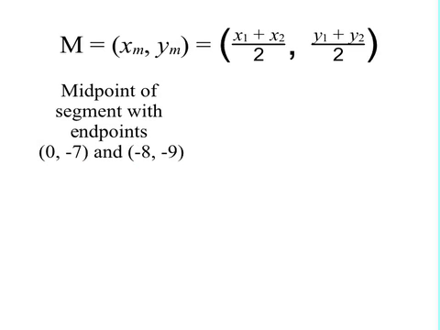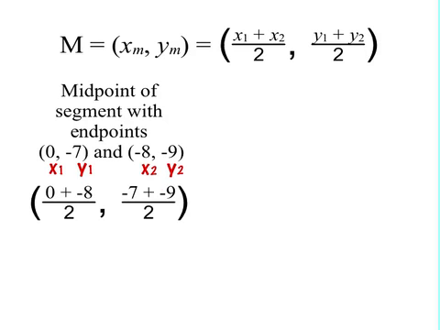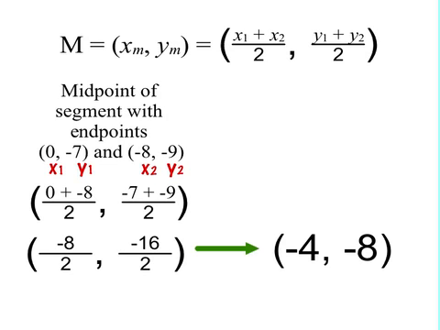We'll do one more example. Our endpoints are 0, -7, and -8, -9. We plug in x sub 1, y sub 1, x sub 2, and y sub 2. Plug them into the formula as shown. We end up with -8 over 2 and -16 over 2. Our midpoint then is -4, -8.